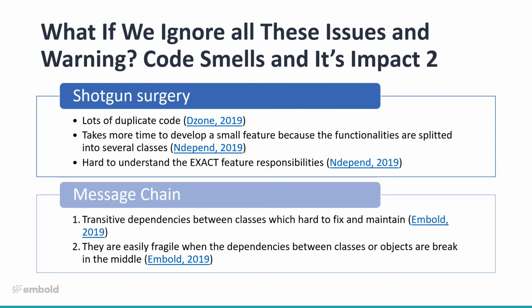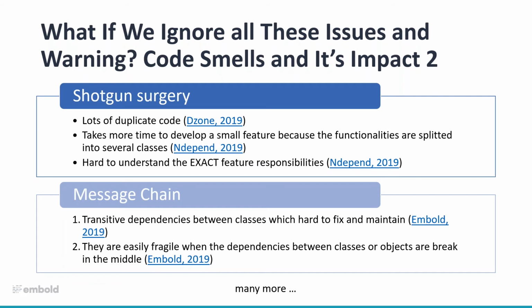So it means that this class is really hard to fix and also to maintain. And the second impact of the message chain smell is that it easily becomes fragile, because of the dependency between classes or objects that depend on each other. If we try to fix in the middle of the chain, I mean the middle of the continuous dependencies, it will really break the continuous dependency between the caller and the quality of classes and methods.